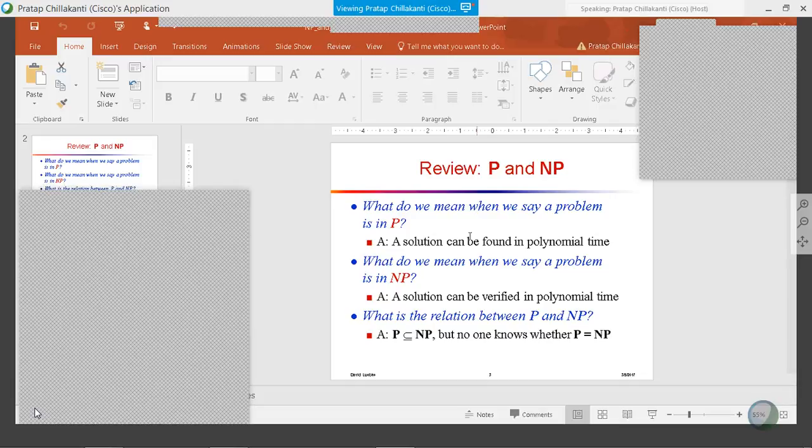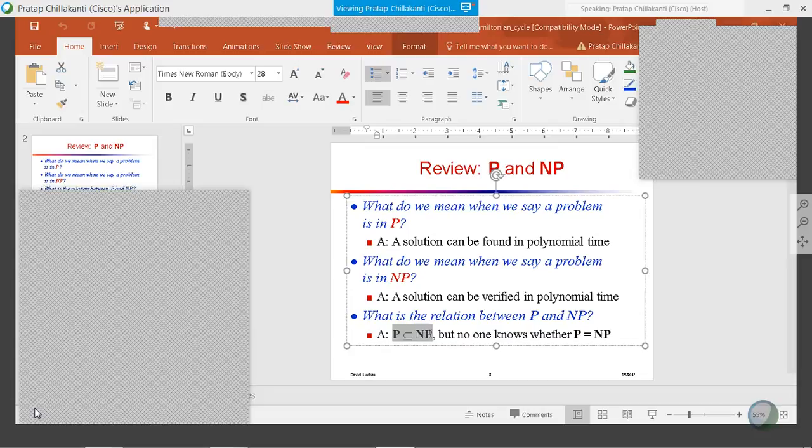Now mathematically, it turns out P is a subset of NP. That has been proven, that P is a subset of NP. But no one really knows today whether P is equal to NP. That has not been proven. That's one aspect of it.